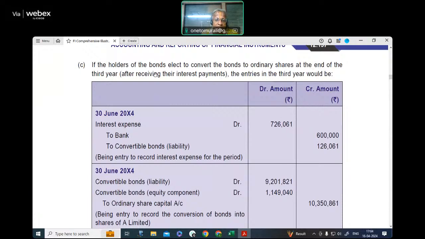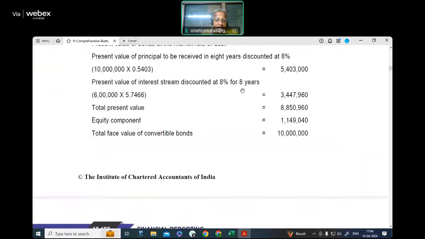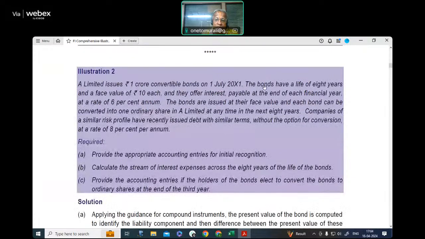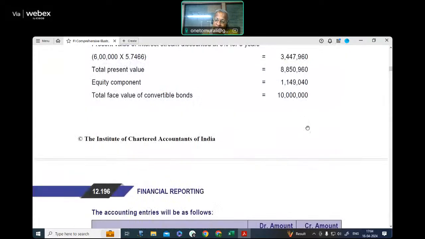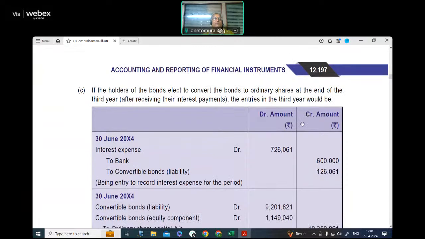If the holders of the bond elect to convert the bonds to ordinary shares at the end of the third year. So let me just check the question. When is it happening? Third year. Though it is likely to take place at the end of the 8th year in all our assumptions, here in the third part of the question they say that they have the option of conversion at any time during the 8 years period. If the holders of the bond elect to convert the bond to ordinary shares at the end of the third year.